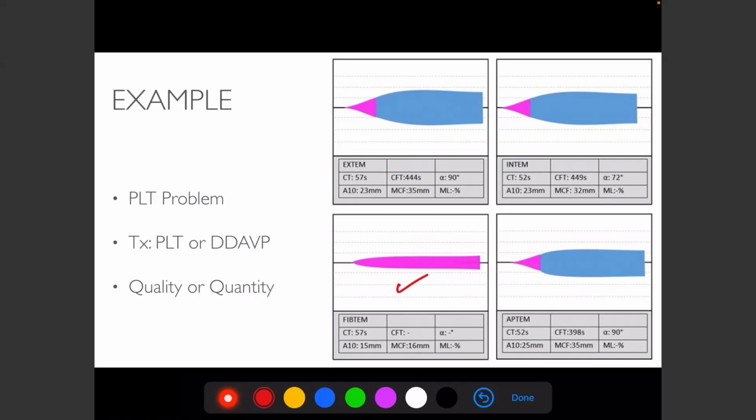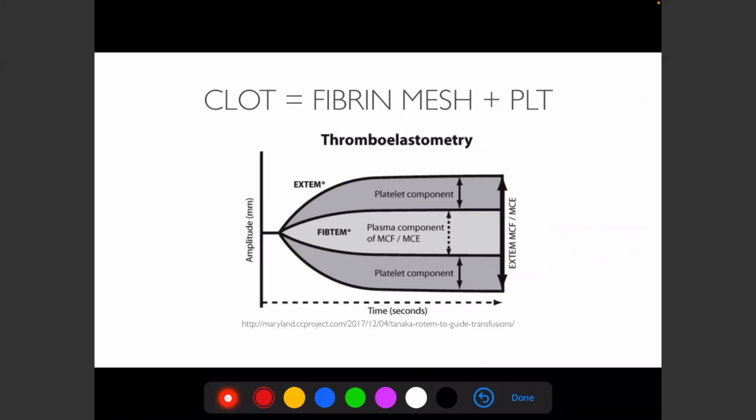So that's another one. Does that make sense with the thickness thing? You have this FibTem part in the middle, that's all your fibrinogen mesh, and then you have the platelet part around it. So if something is not big enough this way, you need to look at the FibTem to tell which problem it is. Does that make sense, everybody?